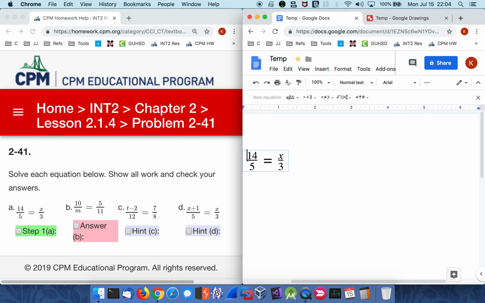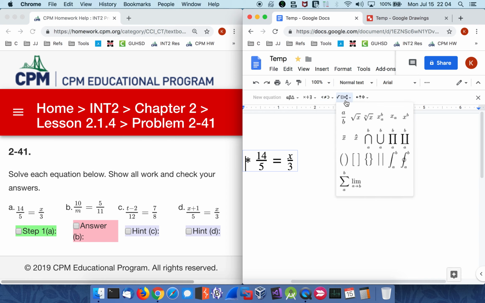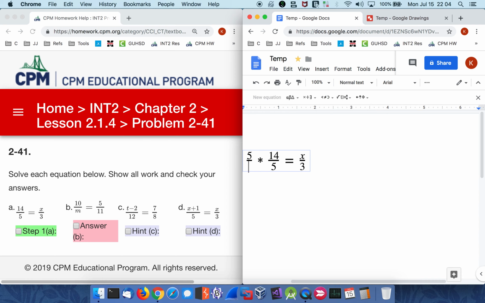So on this side, I'm going to multiply by 5 over 1, right? And so this 5 and this 5 are going to cancel out. I don't know how I can actually show that, but in any case, you know those 5s cancel out. And then you've got to multiply this side by 5 over 1, right? So let's go ahead and do that. So this one cancels out, and then this one, we'll just leave the way it is.